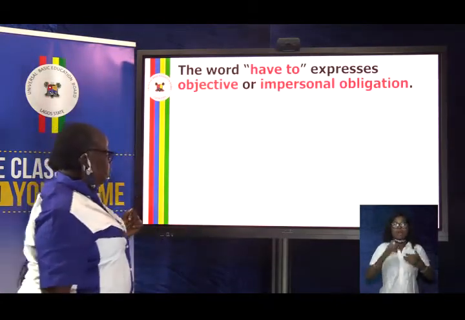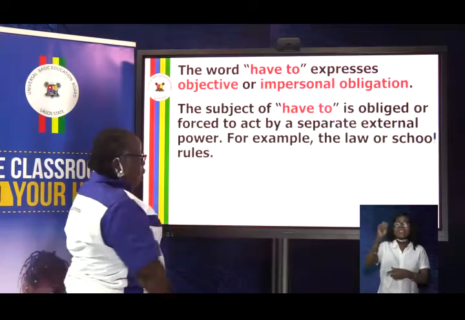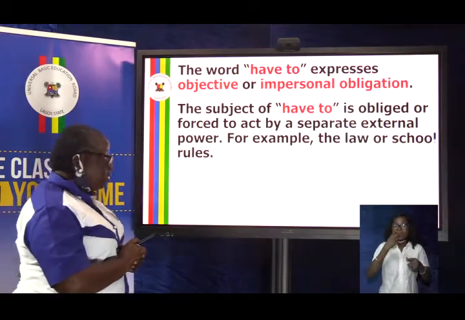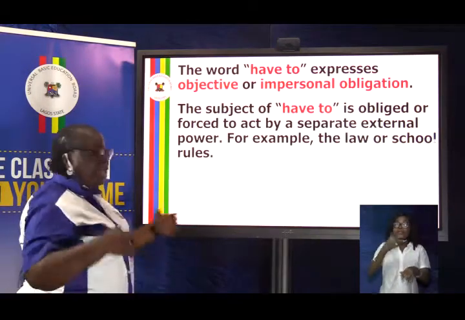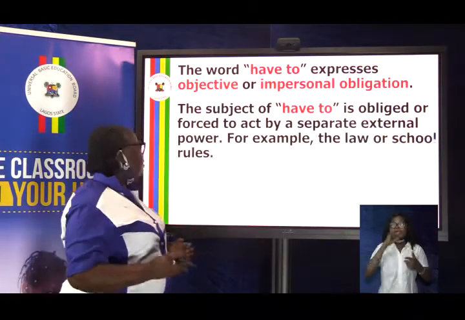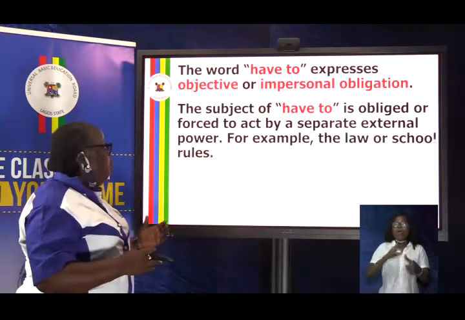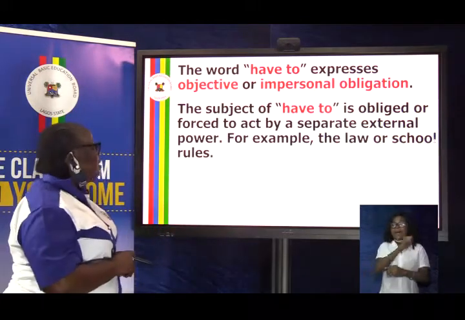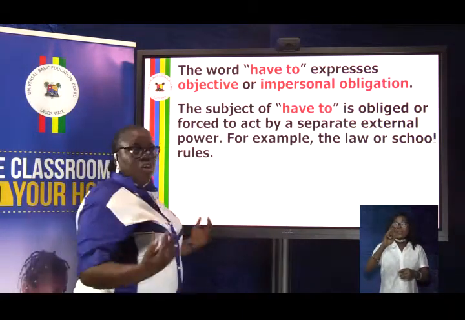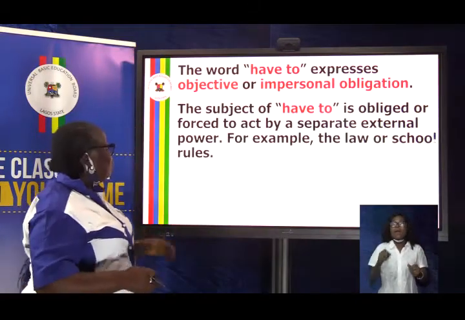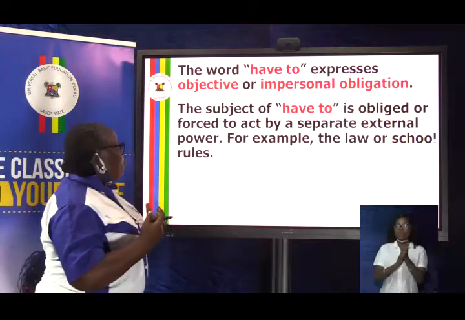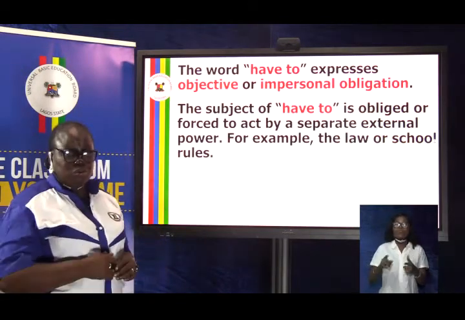The word have to expresses objective or impersonal obligation. The subject of have to is obliged or forced to act by a separate external power, for example, the law or your school rules. When the word have to is used, it implies that you are bound by law to do it.